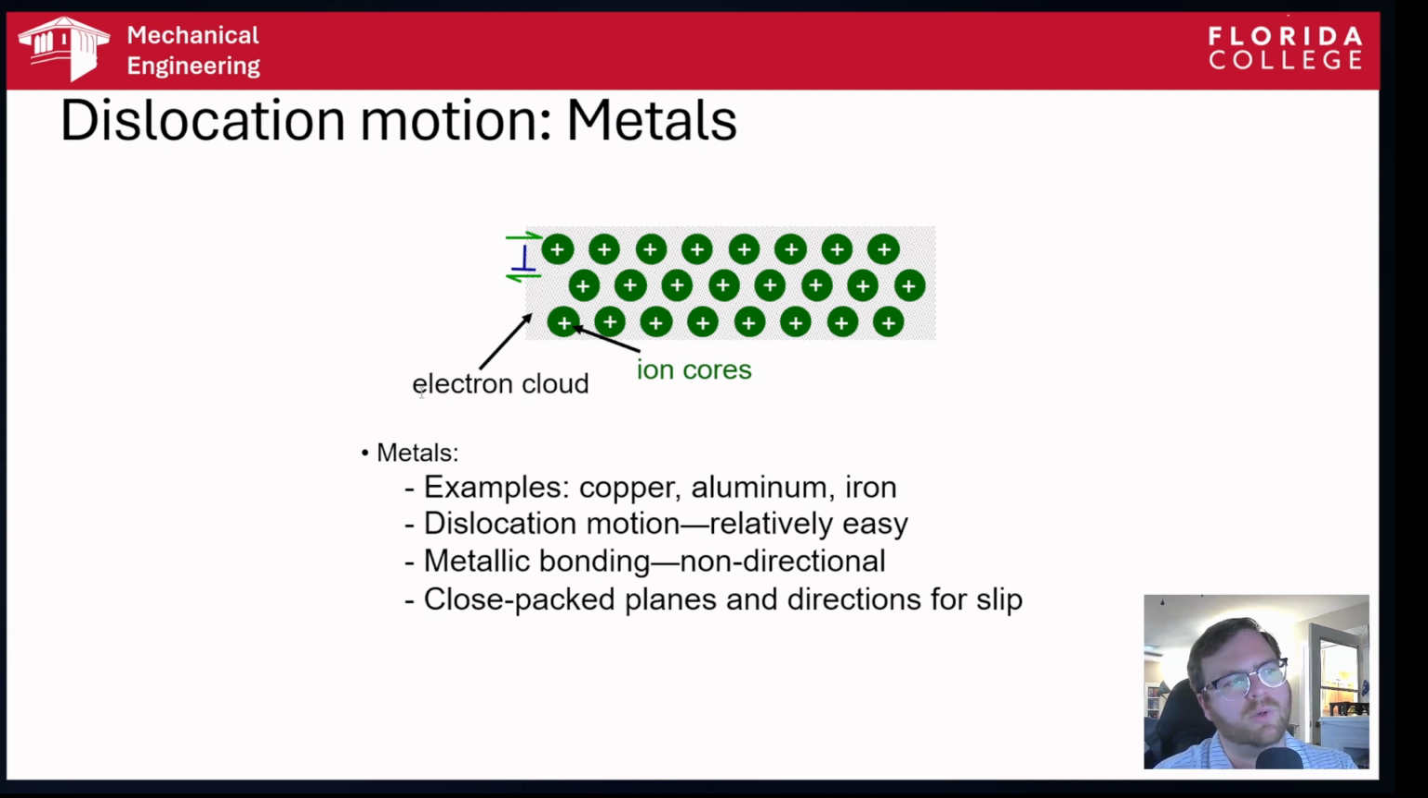Right? And of course, with actual macro scale deformation, when I say one step, that could end up being like millions or billions of steps if you think about how many atoms are inside of a material, right? Okay. So for metals like copper, aluminum, iron, this dislocation motion is relatively easy. And metallic bonding is non-directional, okay? It's non-directional, so there's no problem with this. And so we have close packed planes and directions for slip.